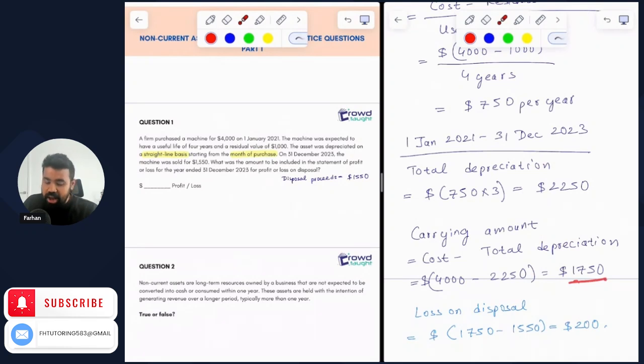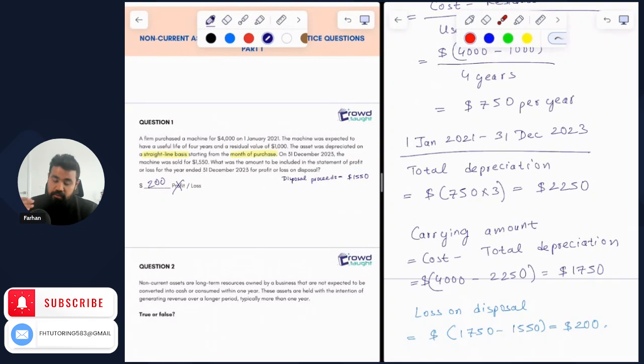$1,750. Given that you have sold this machine for $1,550, you have sold it for less than what it was worth. Therefore, you have made a loss, and that loss on disposal is the difference between $1,750 and $1,550, which is $200. So the answer for the very first question is $200, and that $200 is the loss, so you can cancel out the profit in this case.